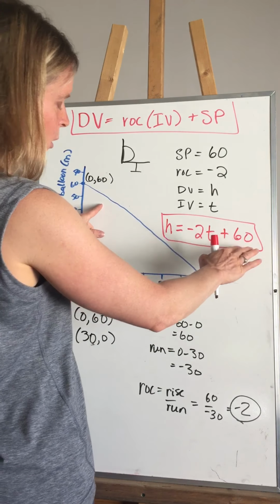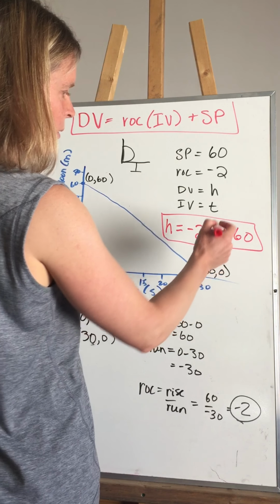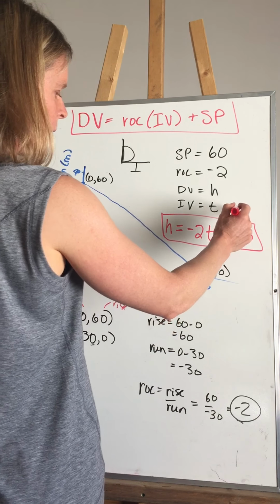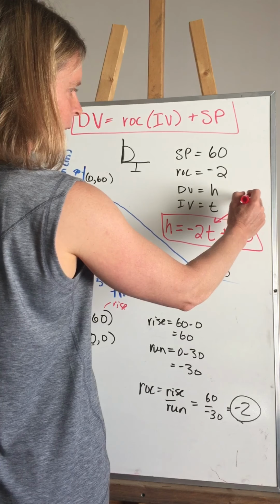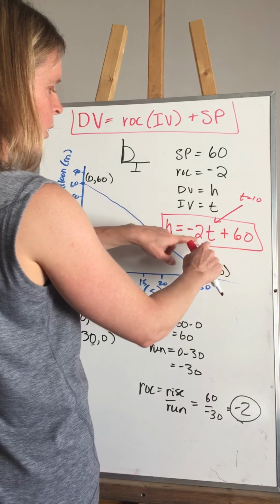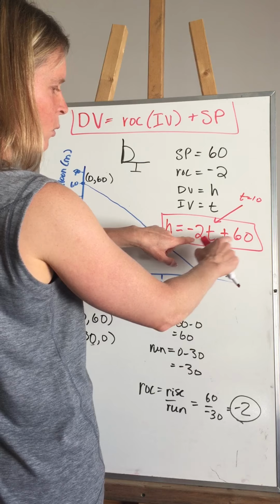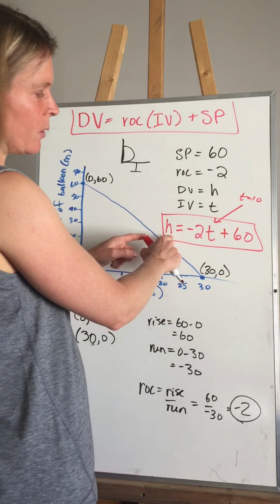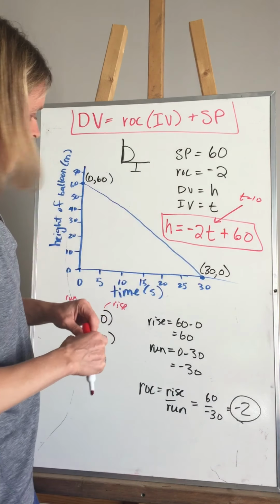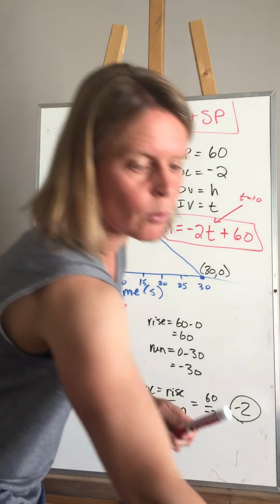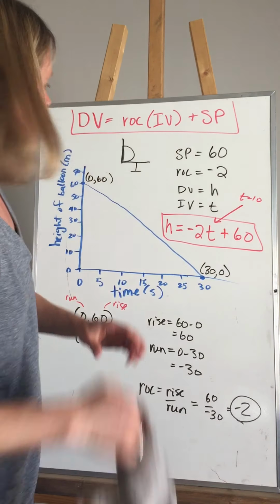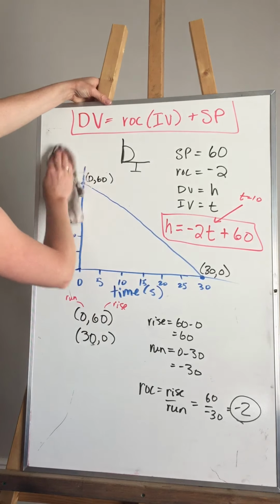Equations can be useful because you could say, okay, at time t equals 10 seconds, you put 10 in for t, and you could calculate what the height of the balloon is. Okay, so that's your example with graphs. I'll go over now an example with a chart.